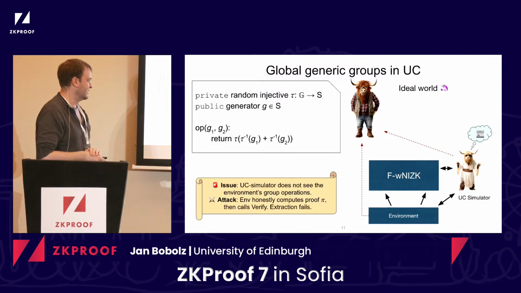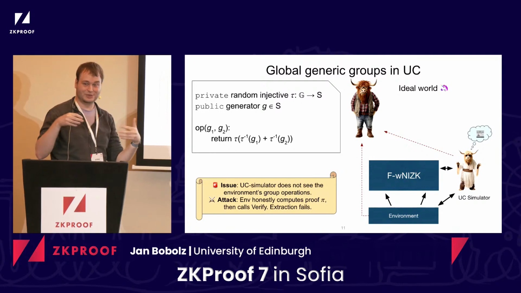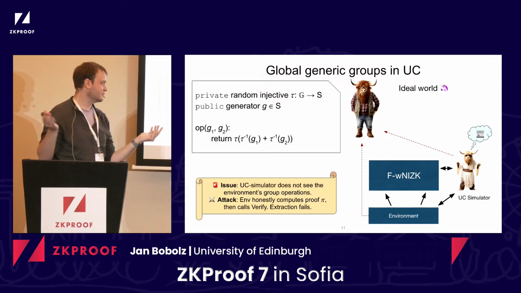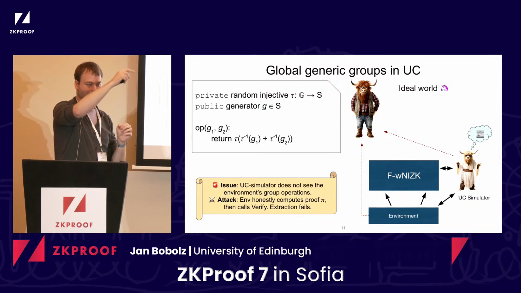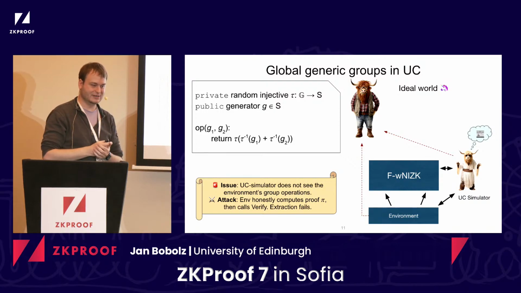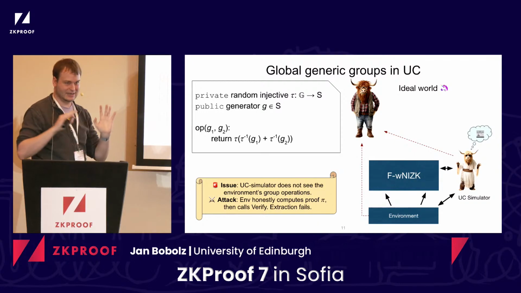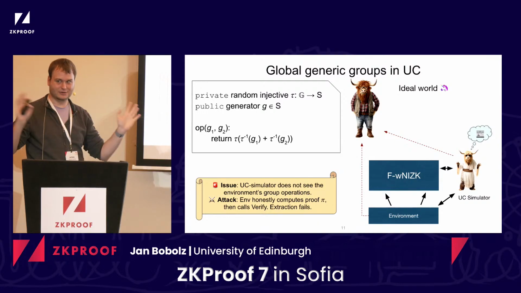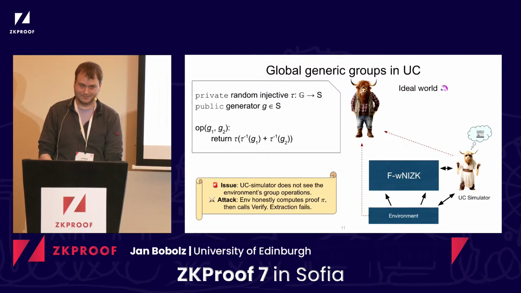So the issue is that there's a very simple attack against this, where the environment just computes an honest Groth16 proof and gives it to the NISIC functionality. That thing would ask the UC simulator to extract. The UC simulator would have no clue how these group elements were computed, hence no information about the witness, hence no chance to extract. So we need to fix this.